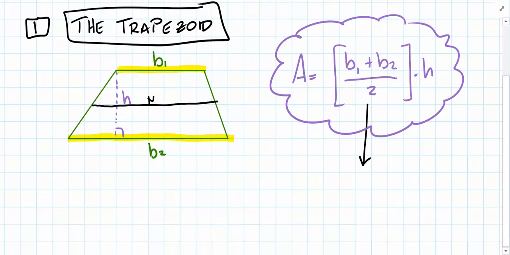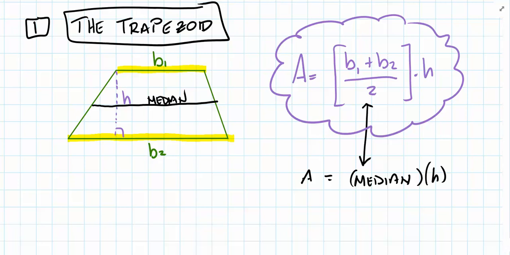This is called the median. So since this thing is also called the median, you could also write the area as median times height, because the median represents the same thing: base 1 plus base 2 over 2. So whatever you're given, you can represent it however you want, either median times the height or the average of the bases times the height. When I say average of the bases, I'm talking about this piece here in the middle.